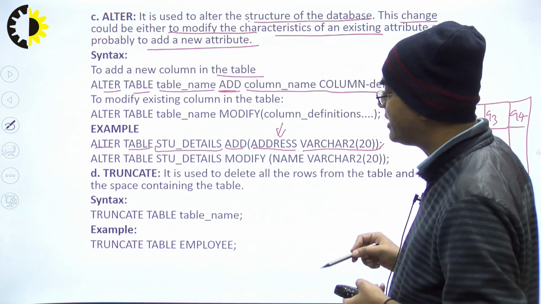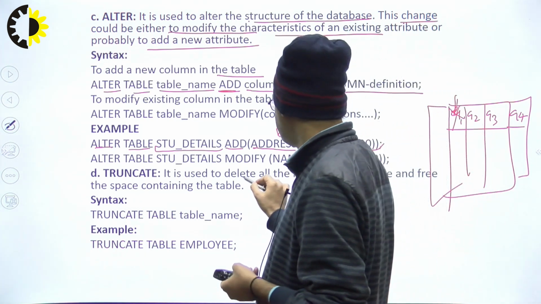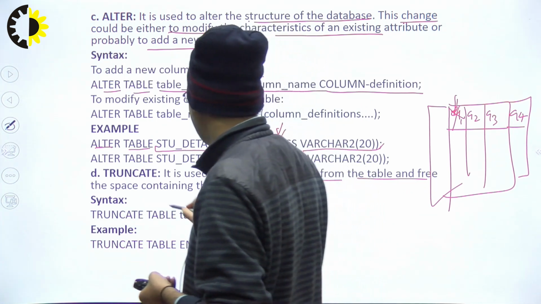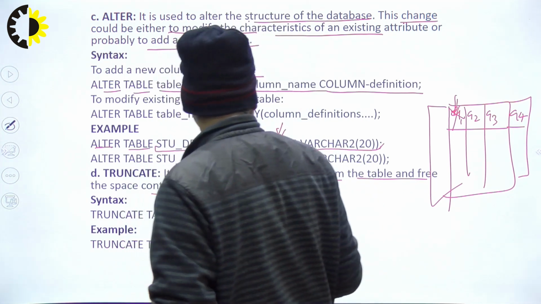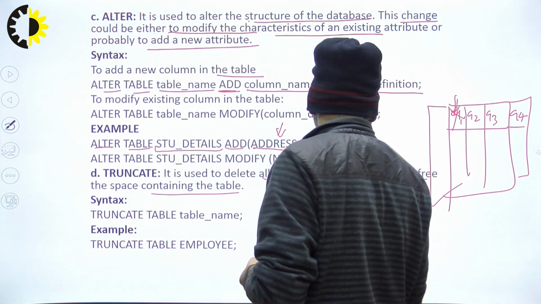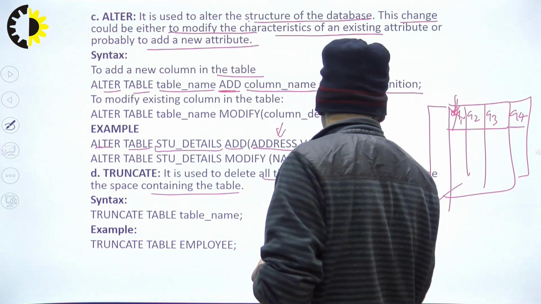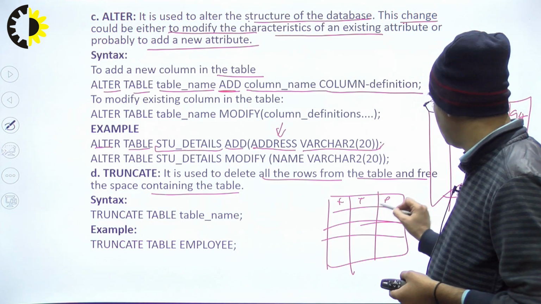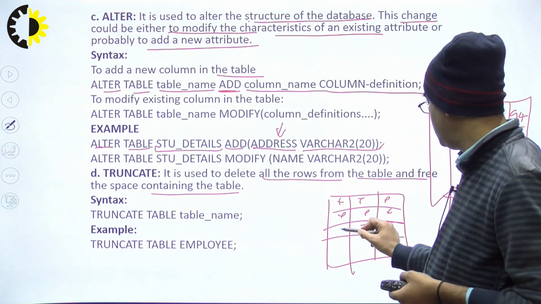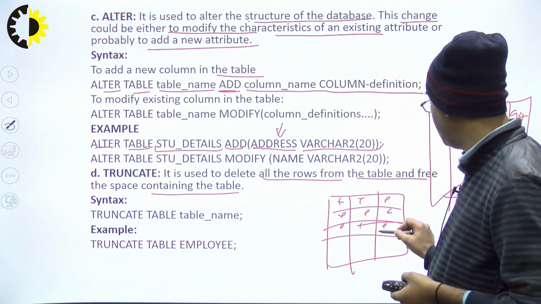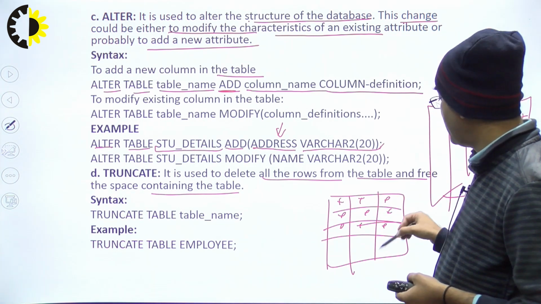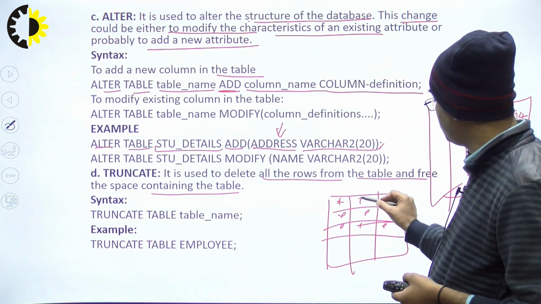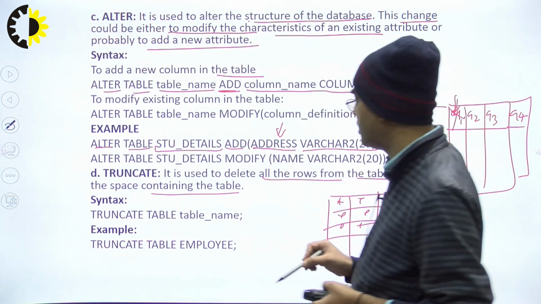And the last one is truncate. It is used to delete all the rows from the table and free the space containing the table. It means we have a table and we want to delete only the data present here, not the entire table. If we want to delete the entire table, then we have to use drop. But if we want to delete only the data and free these spaces, we have to remove all this data, then we have to use truncate.